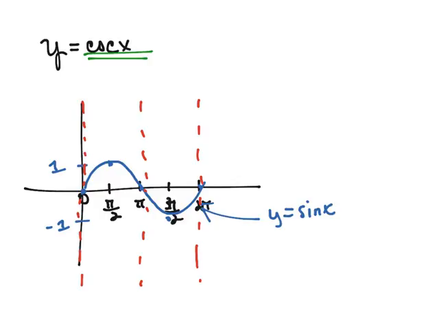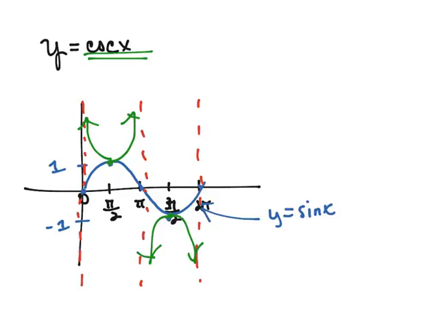If we go to a max value for the sine graph, for example, at pi over 2, sine is equal to 1. Cosecant would also be equal to 1 at that position because the reciprocal of 1 is 1. But on the cosecant graph, what's a max for sine would be a min for cosecant. So the cosecant graph will go the opposite direction.